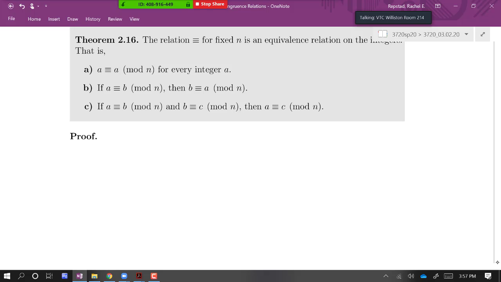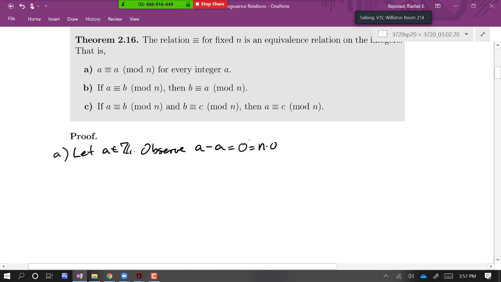A is congruent to A mod n for every integer A. So let's prove it. This is a one-liner. Let A be some integer. And let's observe that A minus A is equal to 0, which is a multiple of n. That's n times 0. So A is congruent to A mod n. It's reflexive. So we've got that done.